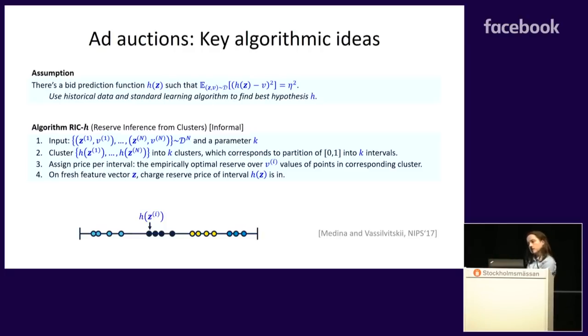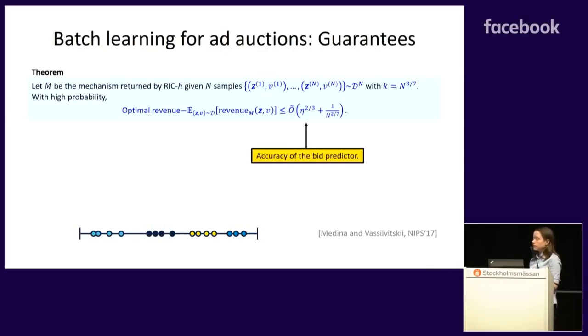And now we have these clusters, we have these intervals. We're going to assign a price per interval. And the way we're going to do that is take the empirically optimal reserve over all the v_i such that h of z_i falls inside of that interval. So that's the price we assign to the interval. And then on a fresh feature vector z, we're going to charge the reserve price of whatever interval h of z falls into. So that's their pricing algorithm. That's how they come up with prices based on the sample. And that's just an informal representation of their algorithm. And they give some guarantees, which, just for the sake of time, I'm going to skip.